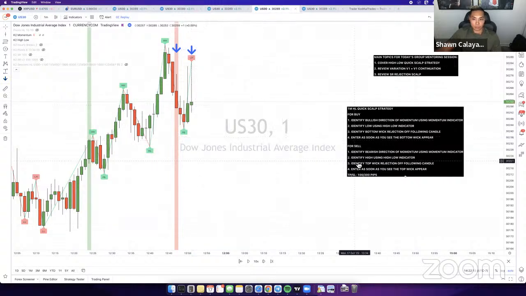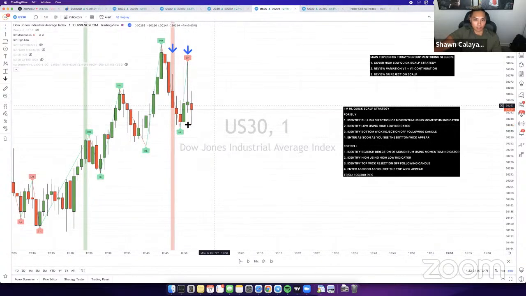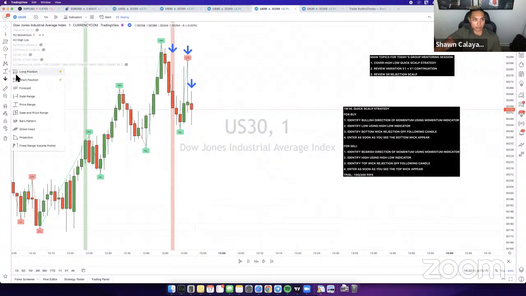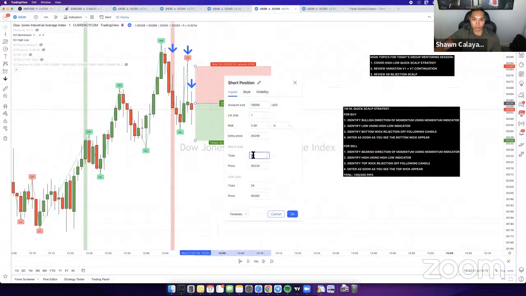So with that said, we have requirements 1 and 2 met. Third requirement, you want to identify a top wick rejection. So for the buys, we're looking for a bottom wick rejection. For the sells, we're looking for a top wick rejection. So moving forward to this next candle over here, you guys can see that the wick started around here, right? So this is where your entry would be right there if you were following it.